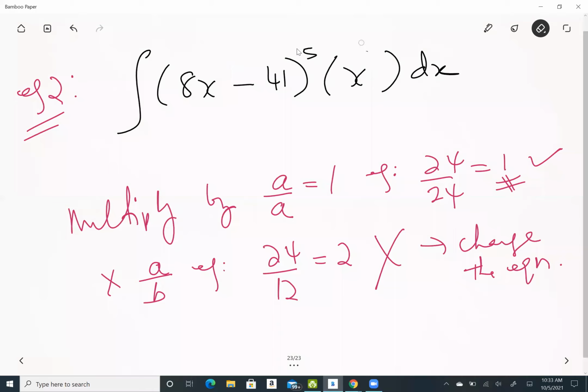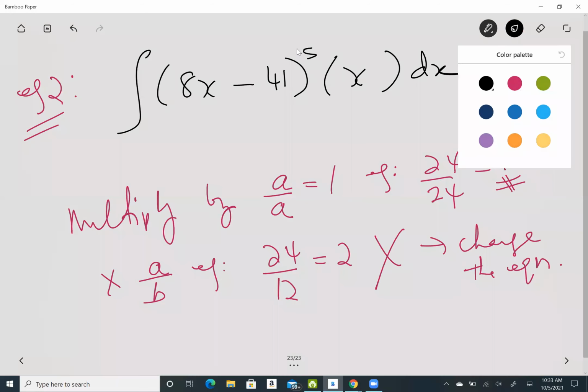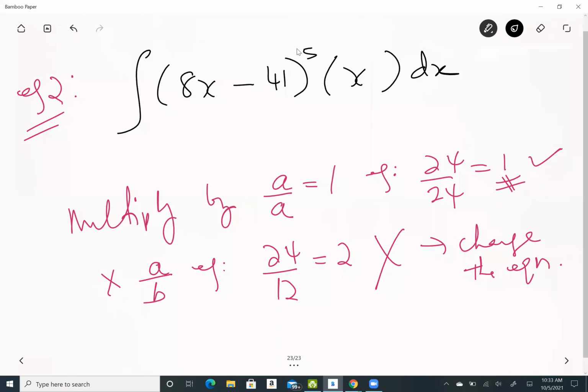Okay, we use another power. So let's say this is the power of 3, 2 of 7, and this is from 6.